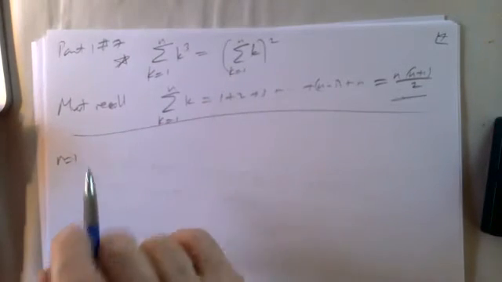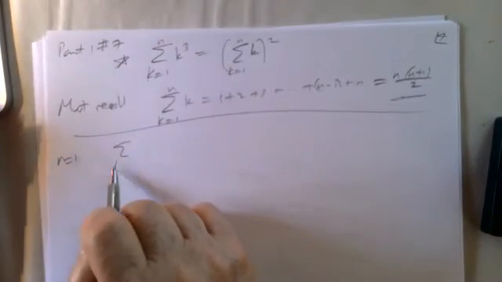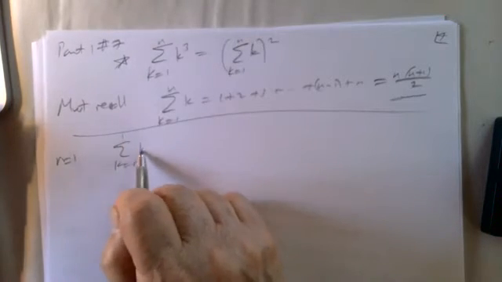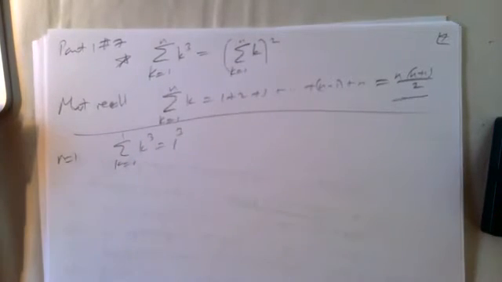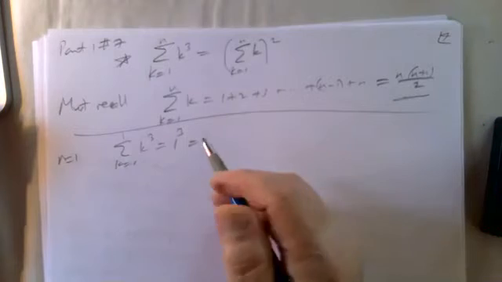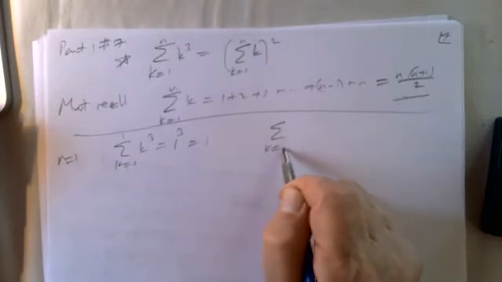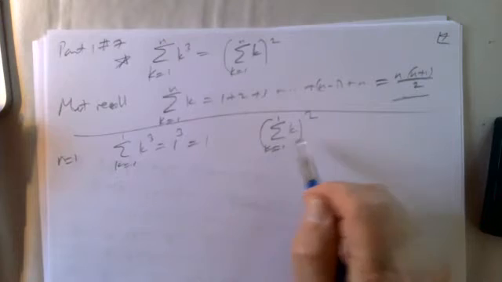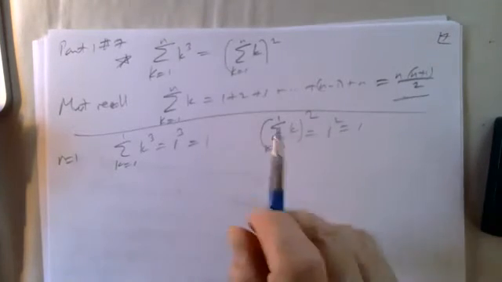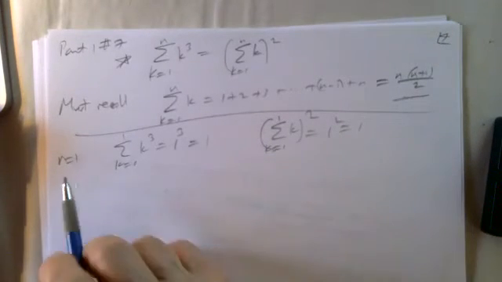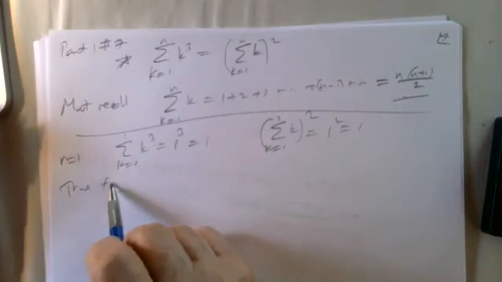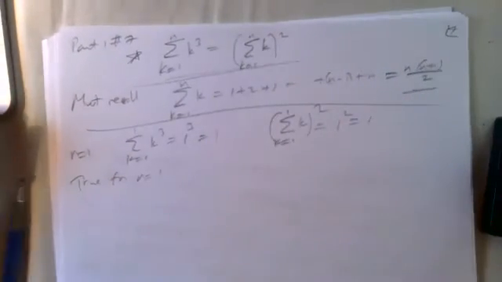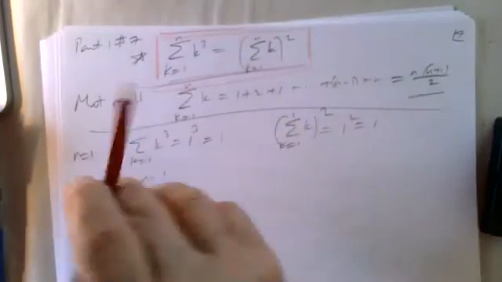What does it say for n equal 1? The summation for k from 1 to 1 of k cubed is just 1 cubed, which is 1. And the summation for k from 1 to 1 of k, squared, is just 1 squared, which is 1, and they're equal. So this statement, what we have to prove, is true for n equal 1.